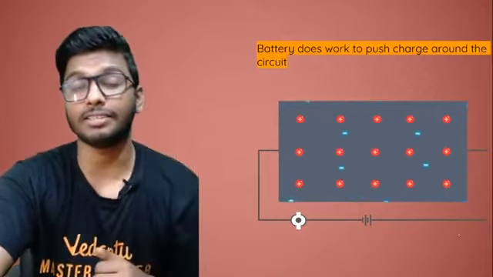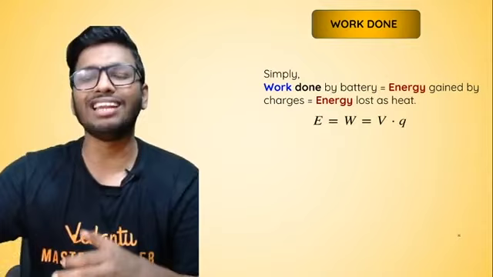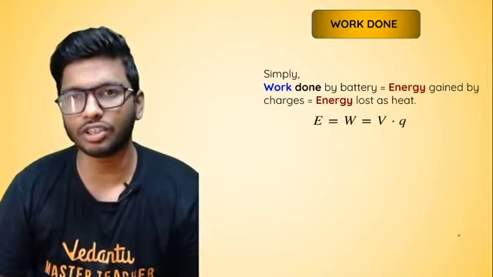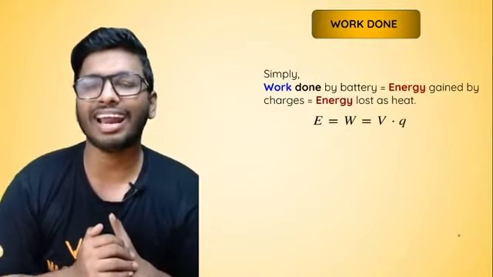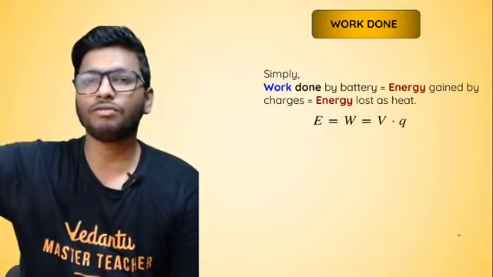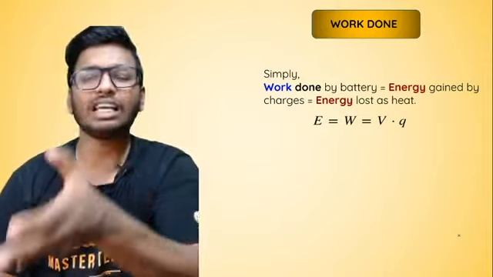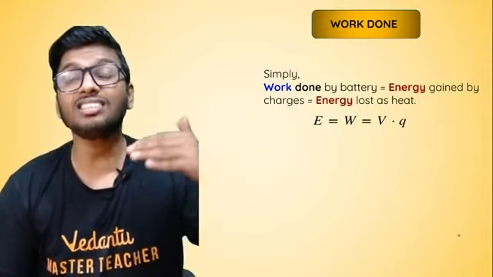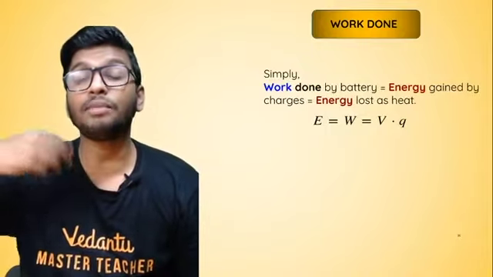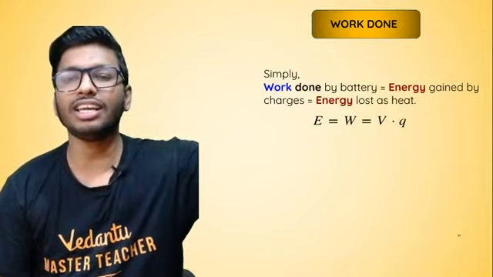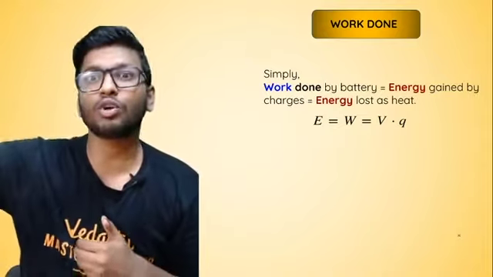Now, here's the thing, guys. Whatever is the work done by the battery, that is equal to the energy gained by the charges. The more potential difference you create, the faster would be the rate of flow of charge. So work done by the battery is equal to the energy gained by the charges. And as the charges are flowing, more is the flow of charge, more would be the collisions, so the heat produced would also be greater. Whatever is the energy gained by the charges is also equal to the energy lost in the form of heat, because they are colliding with the other atoms.